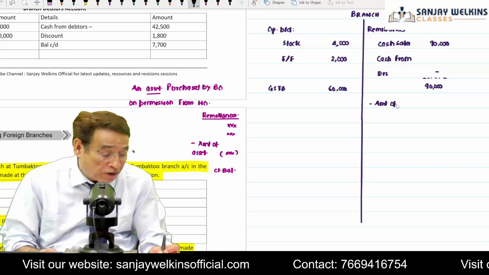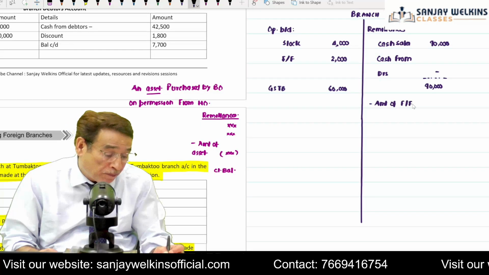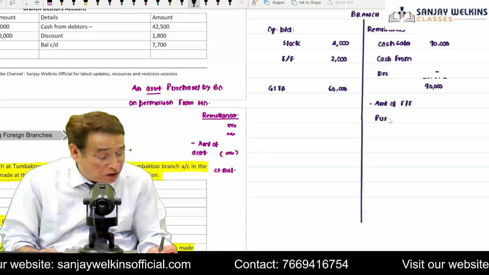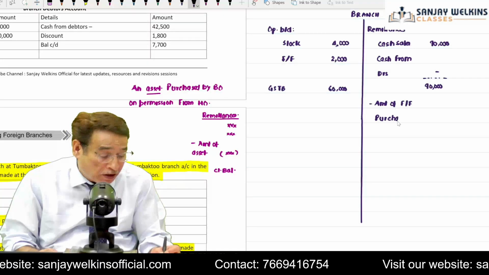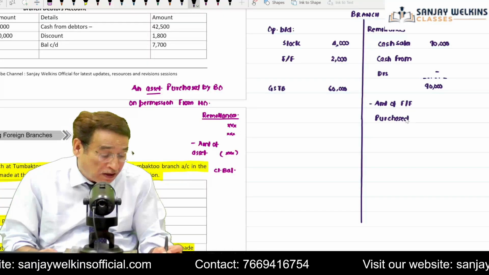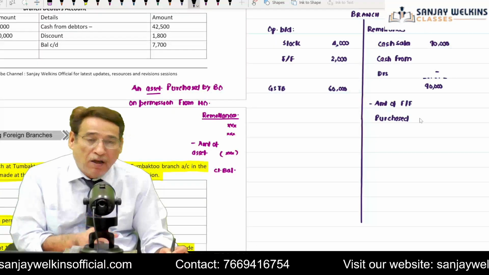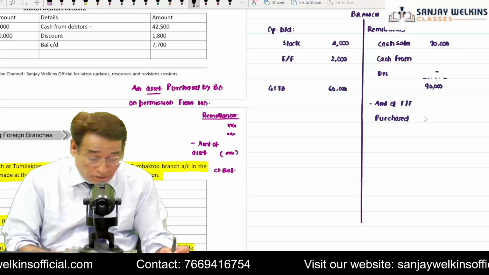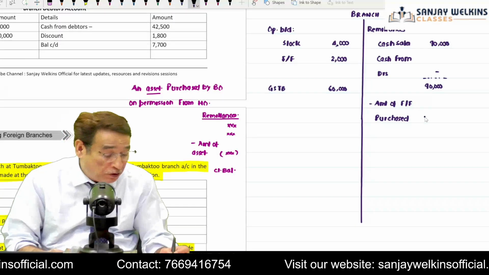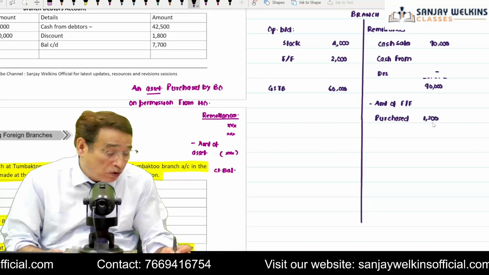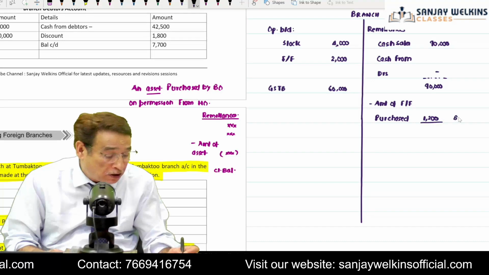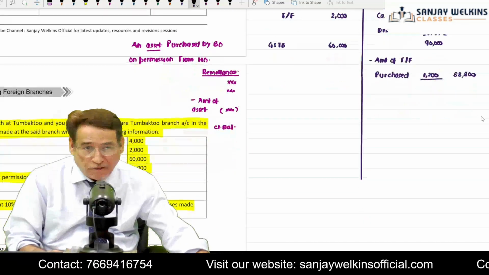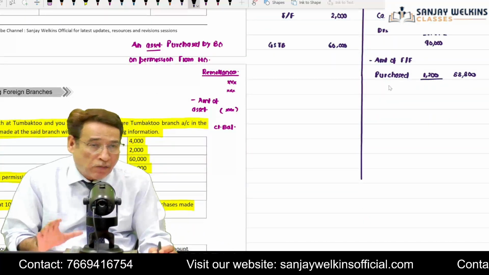Amount of furniture purchased, because this was the expense which was supposed to be incurred by the head office, but branch has incurred this expense, so branch will recover it, and it will recover simply by subtracting this amount from the remittances. So an amount of furniture given to you is 1,200. So now branch will remit 88,800 only. Correct? This is the first what we call adjustment with respect to asset purchased by branch.